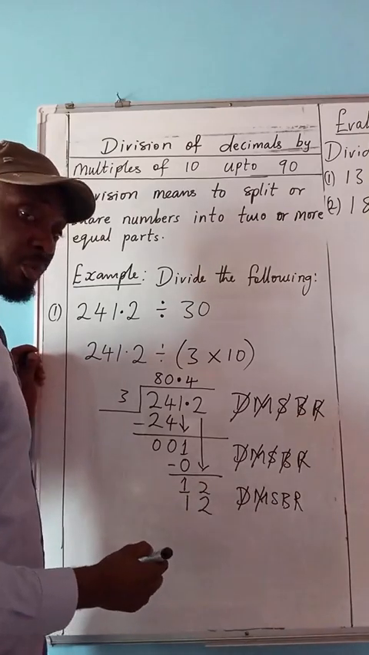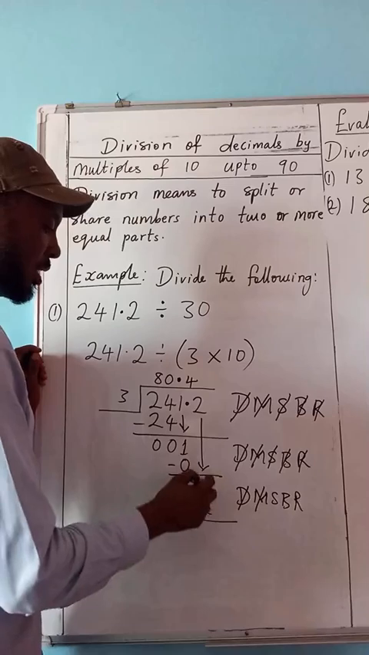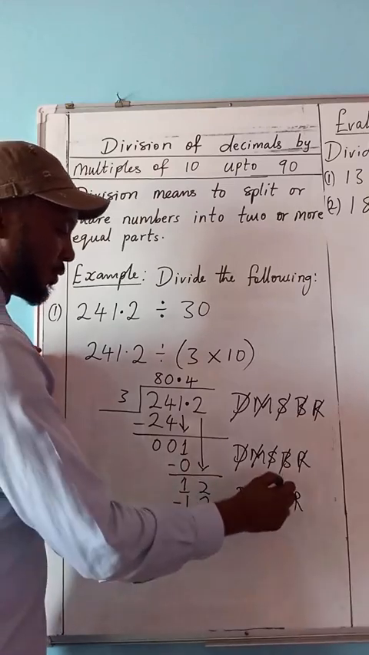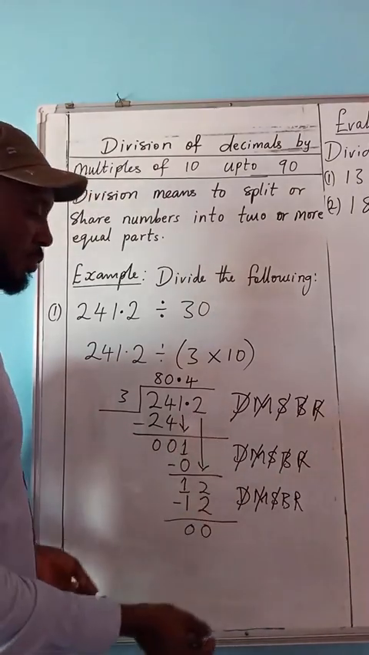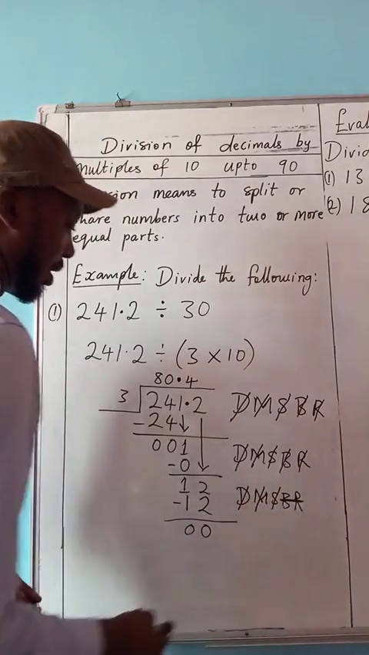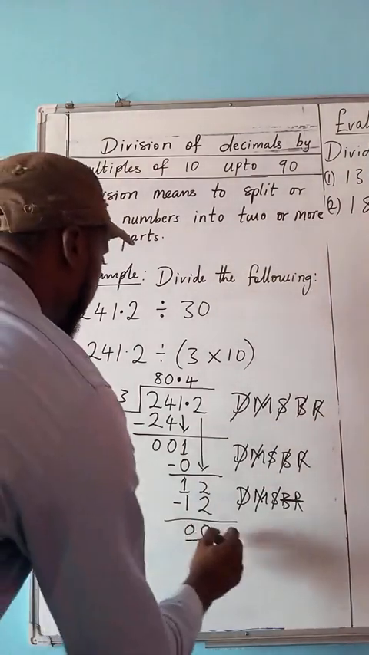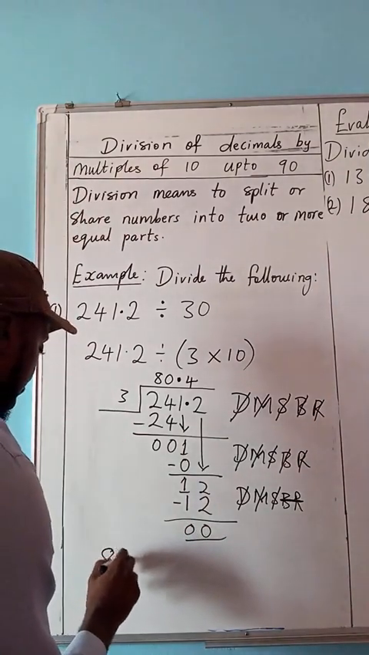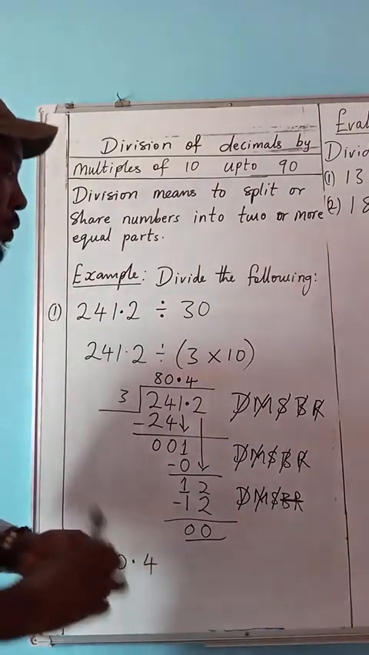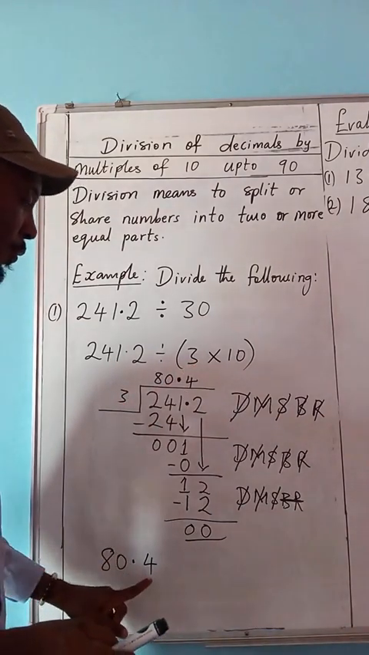Then the next one is subtraction. You put your subtraction sign and you subtract. 2 minus 2 is 0. 1 minus 1 is 0. You've subtracted. There is nothing to bring down. There is nothing remaining or anything to repeat. So what we have now is 80.4. Remember that we are not done. We are only using 3 to divide this number, and it's giving us 80.4.